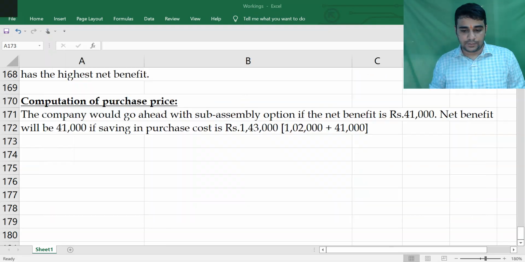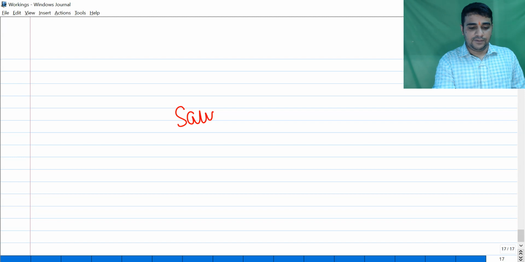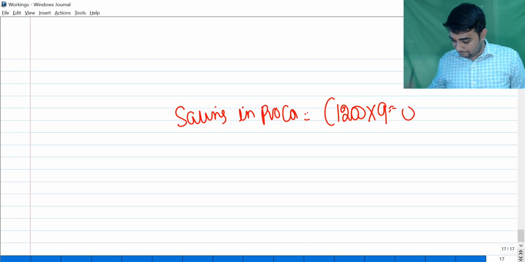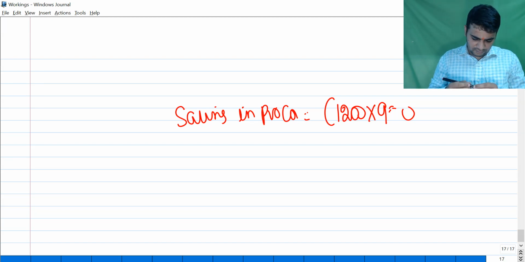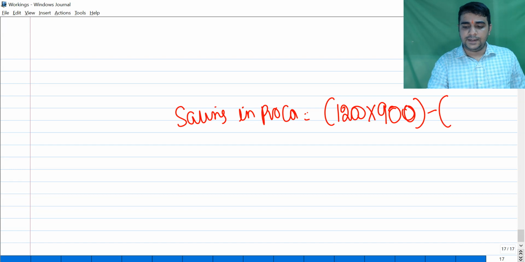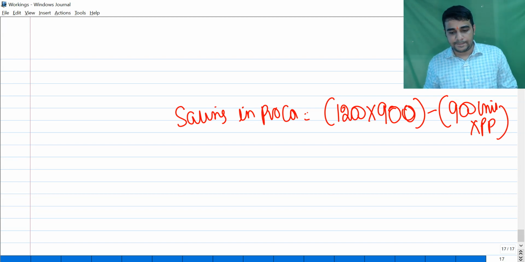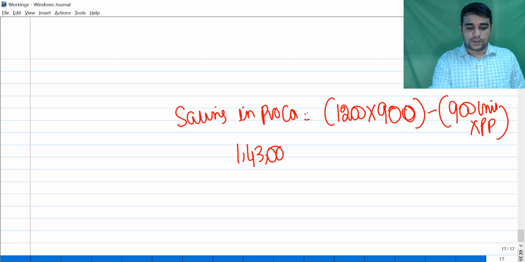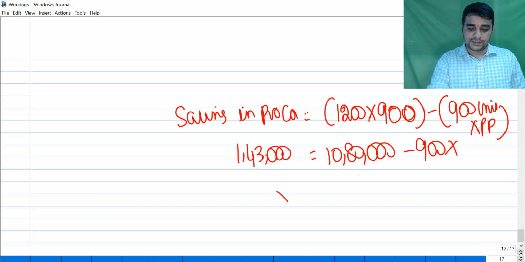Any doubts on this? Now write: saving in purchase cost is equal to 1200 into 900 minus 900 units into purchase price. 1,43,000 is equal to 10,80,000 minus 900x. Let me know what is the answer to x.